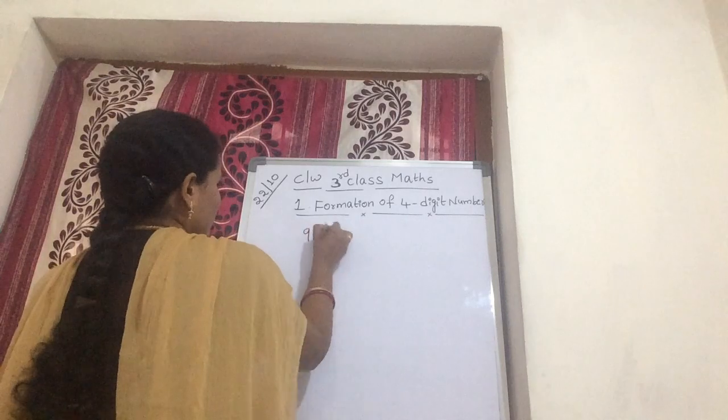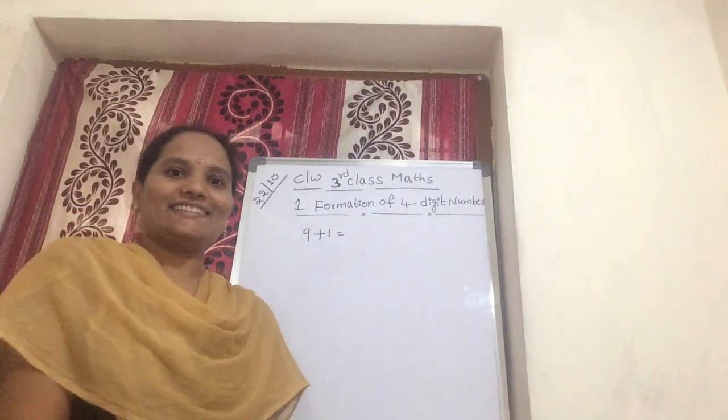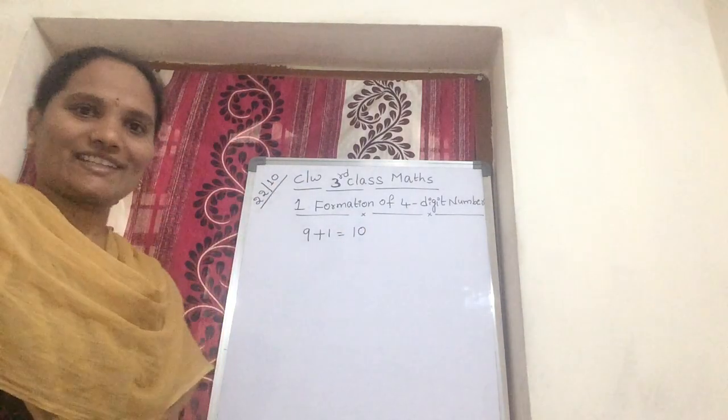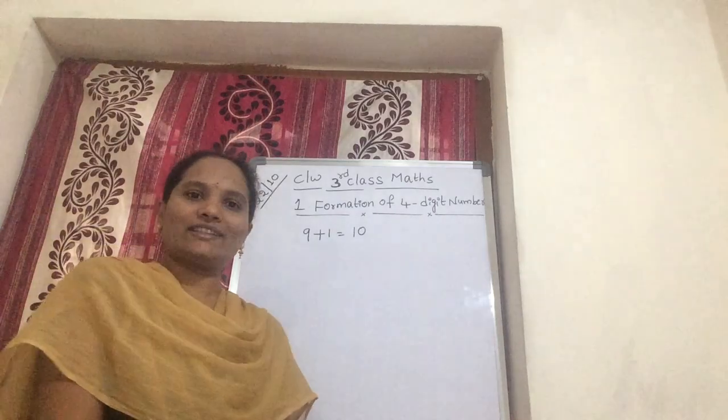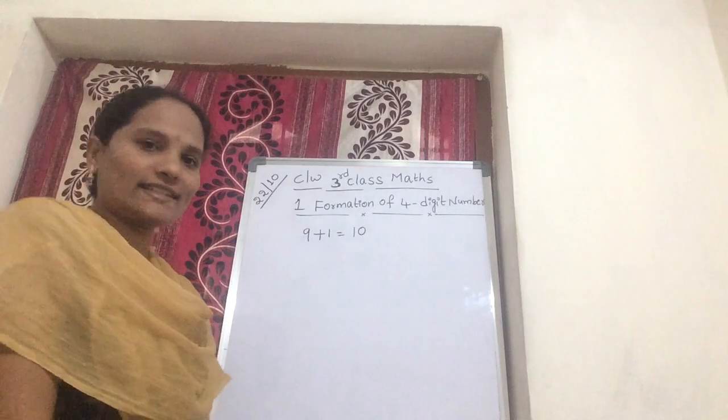I am adding 9 plus 1. 9 plus 1 what, children? 10. So you get what? 10. 10 is a what, Amma? That is a two-digit number. 10 is a two-digit number.